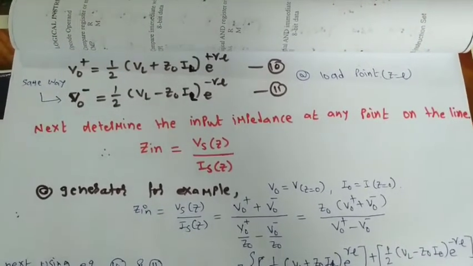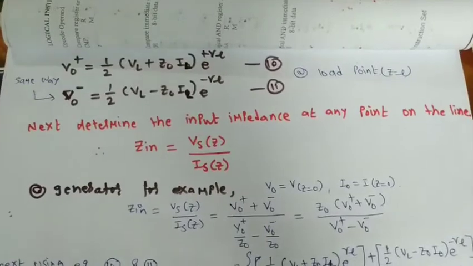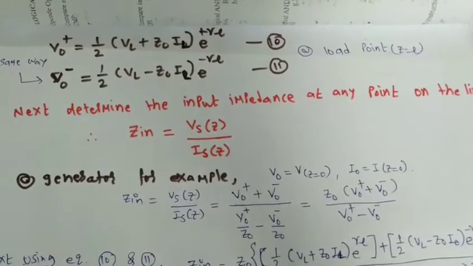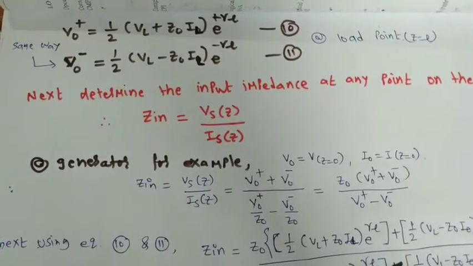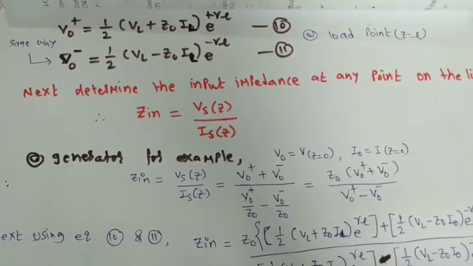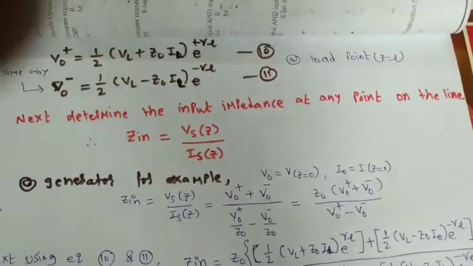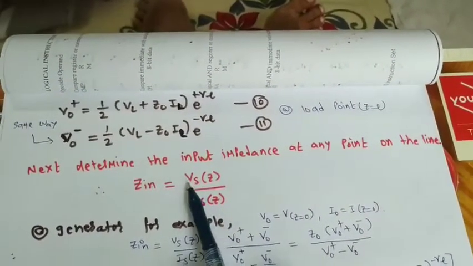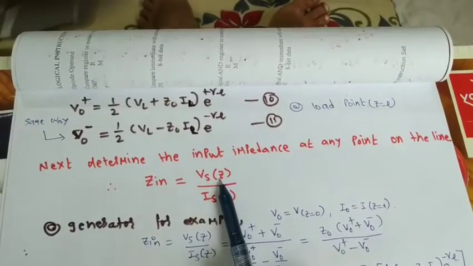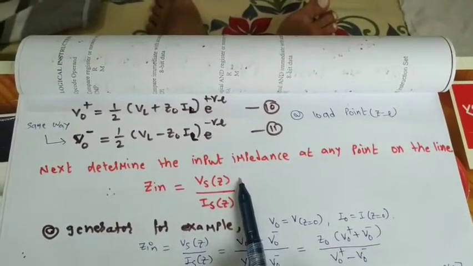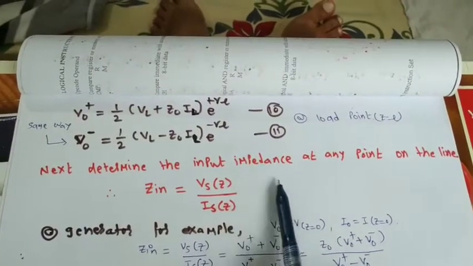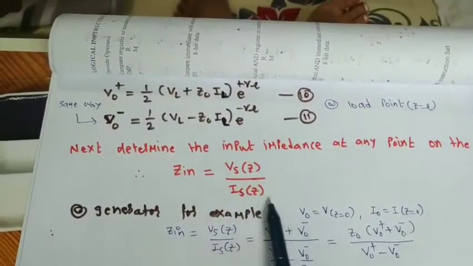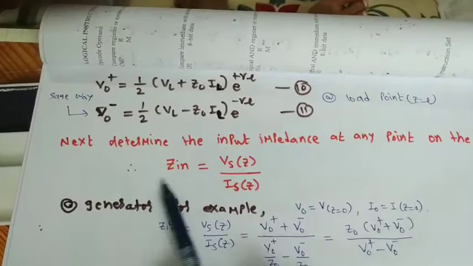So now let us determine the input impedance at any point on the line. Earlier we have seen the voltage at a source point or at a load point. Now for obtaining the input impedance at any point on the line, at Z equal to any value, for example 1 meter, 2 meter, or Z can be maximum at L, if you take the ratio of this voltage and current, we will get the input impedance.